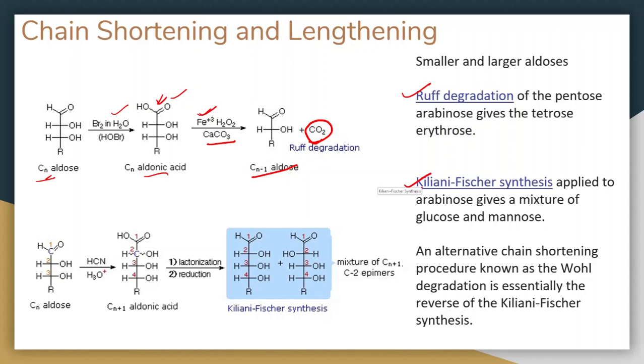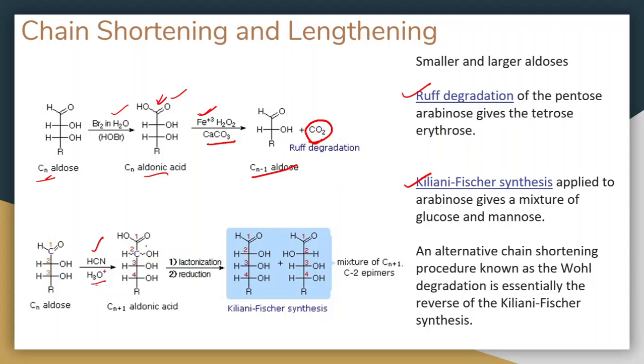Now coming to the next reaction, which is chain lengthening. Chain lengthening means the number of carbon atoms in the chain is increasing. Over here the example is the Killiani-Fischer synthesis. In this reaction, first HCN, hydrogen cyanide, is used in an acidic medium.